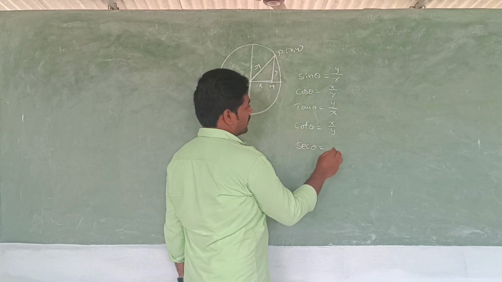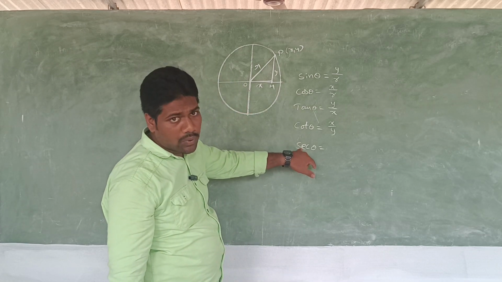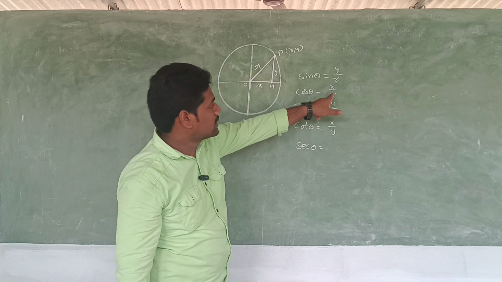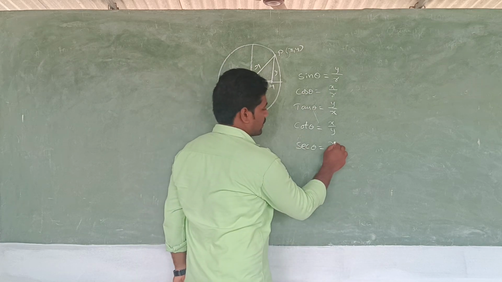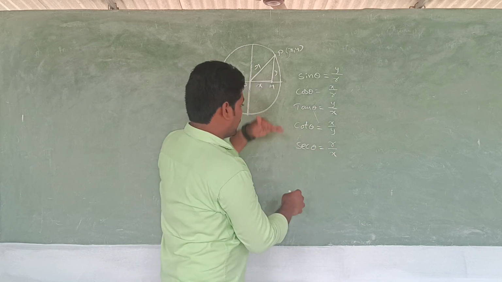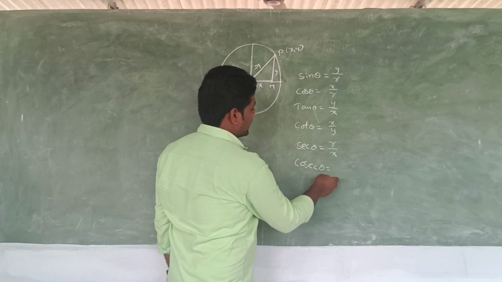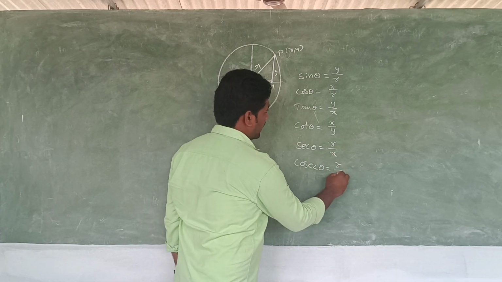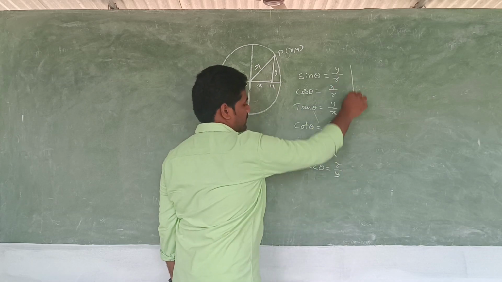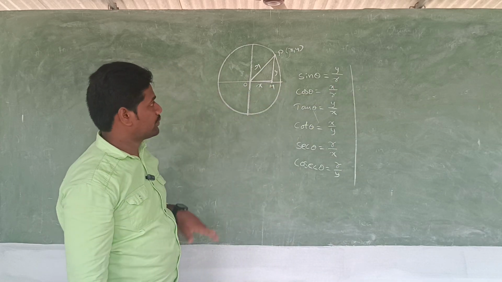secant theta is equal to, this is the reciprocal of cos theta, that is r by x, and then cosecant theta equals r by y. This we saw in the last class.